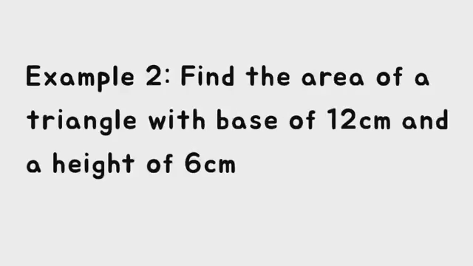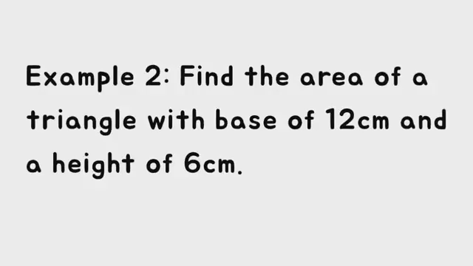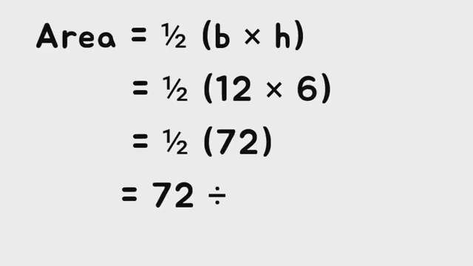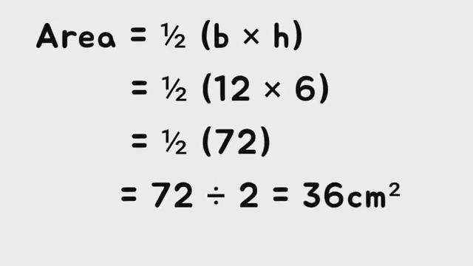Another example, we are asked to find the area of this triangle which has a base of 12 centimeters and a height of 6 centimeters. Write our formula. The formula for the area of a triangle is half base times height. That is base times height first, 12 times 6. 12 times 6 is 72. Then half of 72 is what? 36. Our answer will be 36 centimeters square.